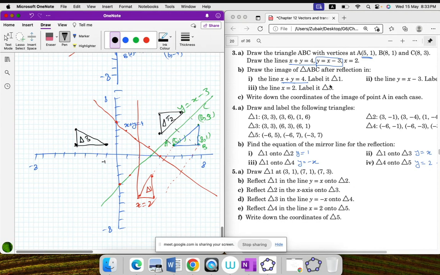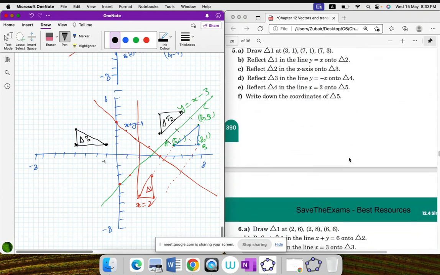Basically, step by step, the examiner increases your task. He first gave you all the lines, and now he's adding the task: draw the line as well, and then draw the reflection. Is this question clear? Yes, sir. I understand.